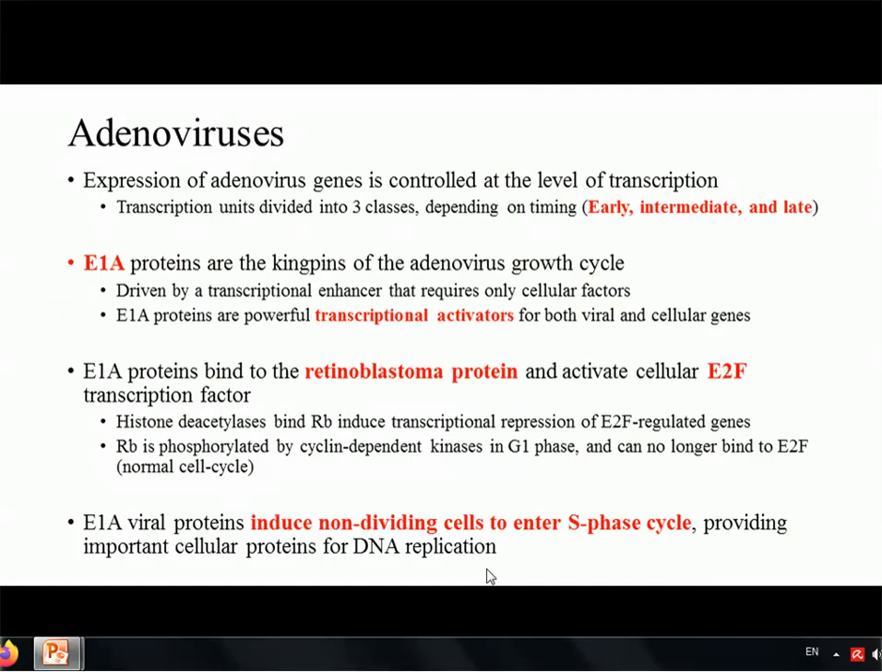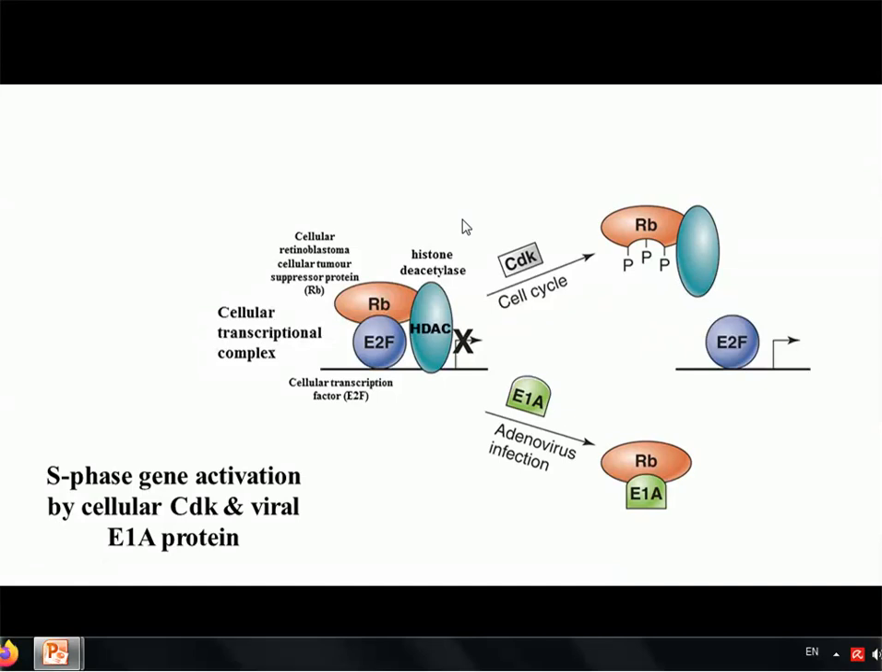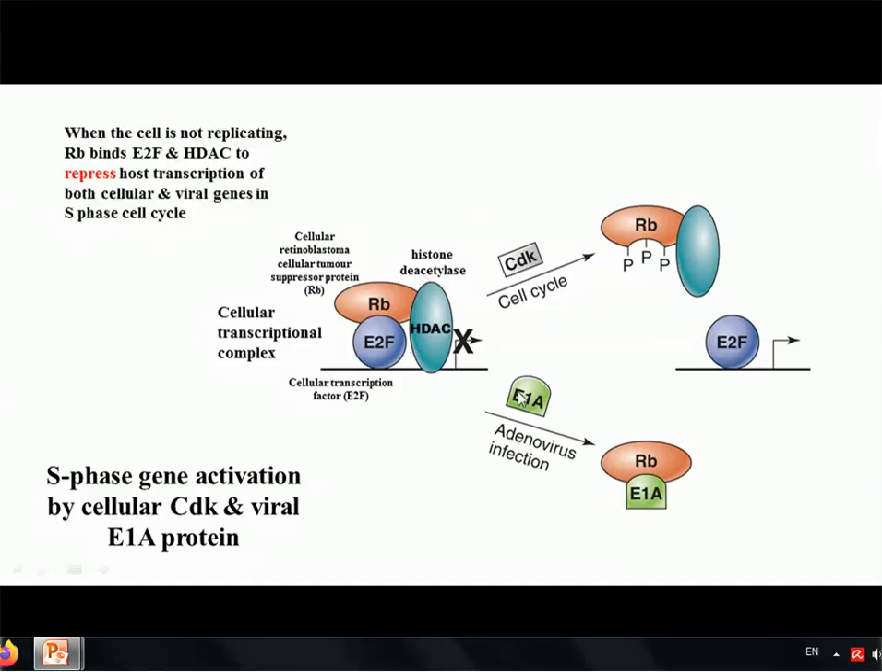Now let's look at how adenovirus can activate DNA replication in the host so that it can start to synthesize its genetic material. This slide shows the explanation, but I'm going to explain it using this picture. In a normal scenario, when the host cell is not in a replicating cycle, there is a protein called RB protein, the retinoblastoma protein. This RB protein in the host binds to the E2F protein, and at the same time also the HDAC protein.